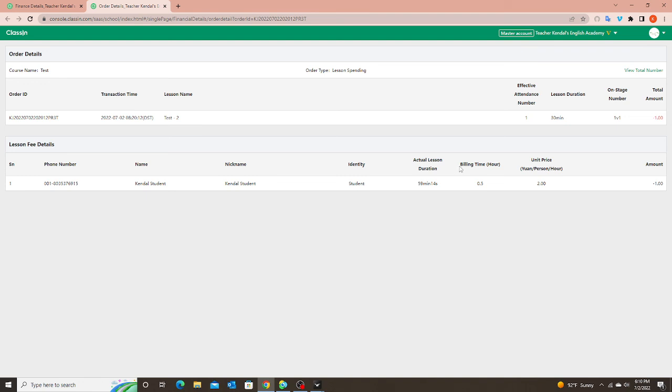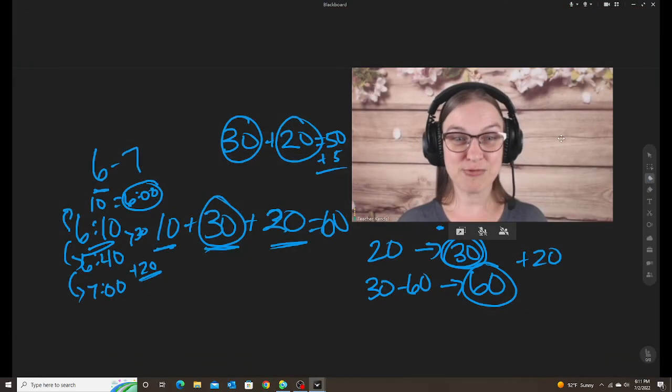But here it shows my billing time. It only shows that I was billed for 0.5, half of an hour. The unit price is 2 yuan per person per hour. And since I only set it for a half hour, even though I really taught for 60 minutes, it's only charging me for that half. So I only paid 1 yuan for that lesson. Yes, I wasted 15 cents, but to me it was worth it in order to make sure I was giving 100% accurate information.